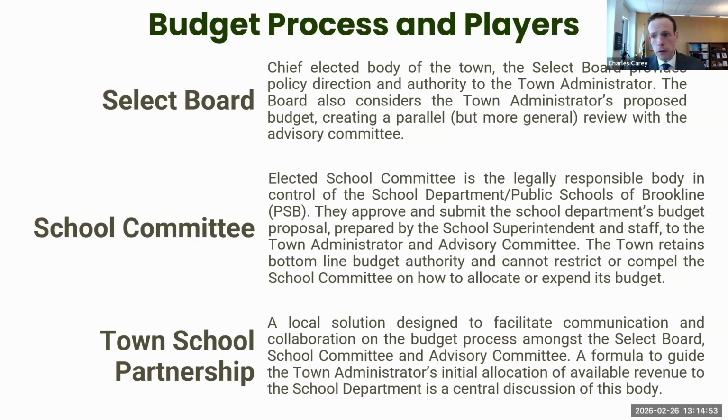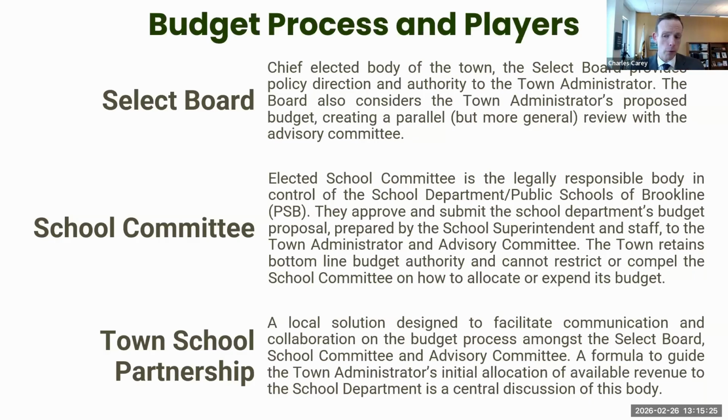The town school partnership is something that Brookline started in the 90s. In other communities, there can be tension between the town and the schools, all the other municipal departments and the schools, because of this question of the bottom line authority: how much money do you get? That can sometimes lead to fights at their respective town meetings where the schools might say, we need more money, or other town departments might say, we need more money, and we want to take it out of that budget.